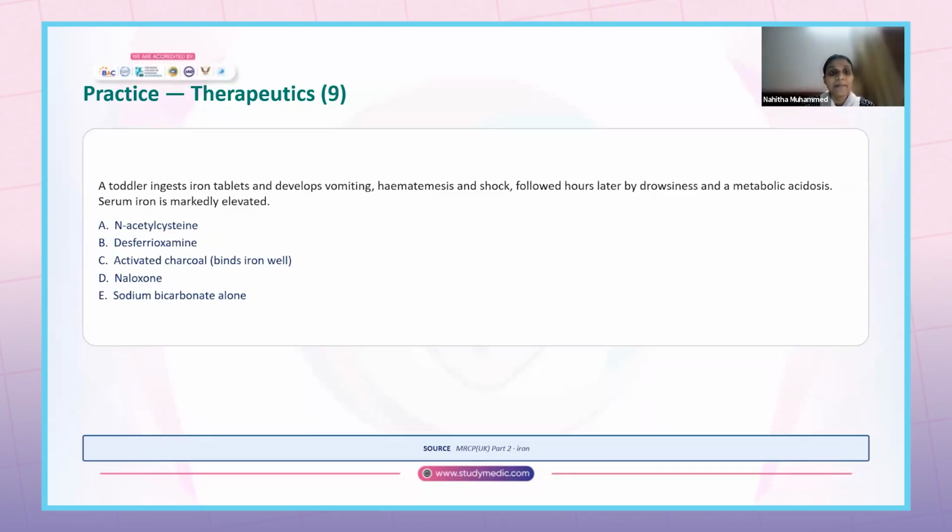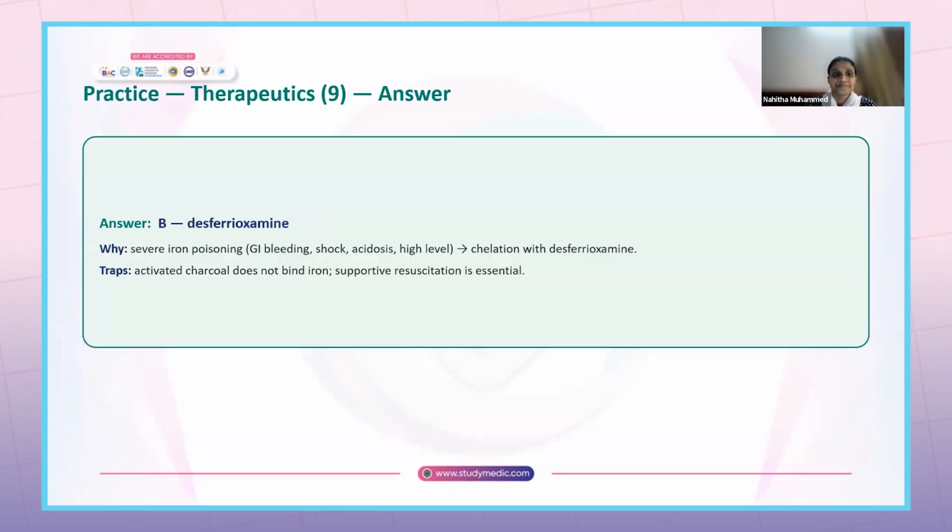A toddler ingests iron tablets and develops vomiting, hematemesis and shock, followed hours later by drowsiness and metabolic acidosis. Serum iron is markedly elevated. So, iron poisoning, the answer is desferrioxamine. Activated charcoal we cannot give for iron poisoning because it will not bind iron.